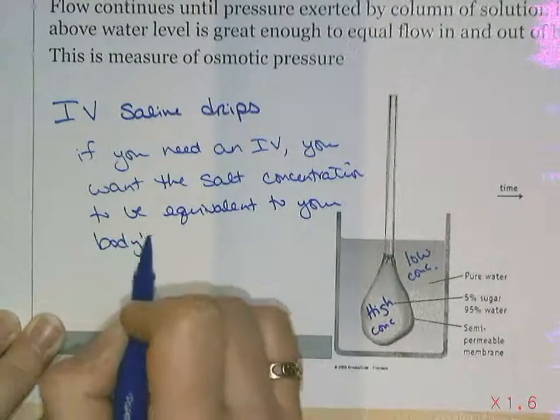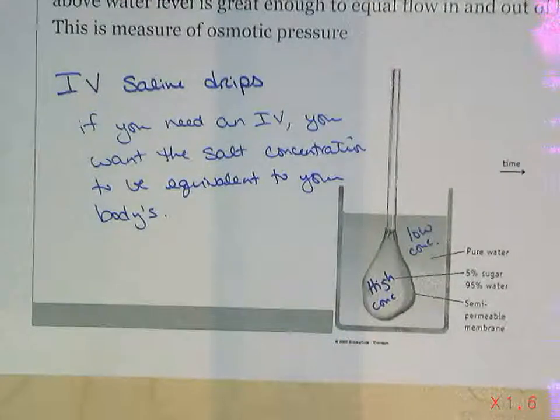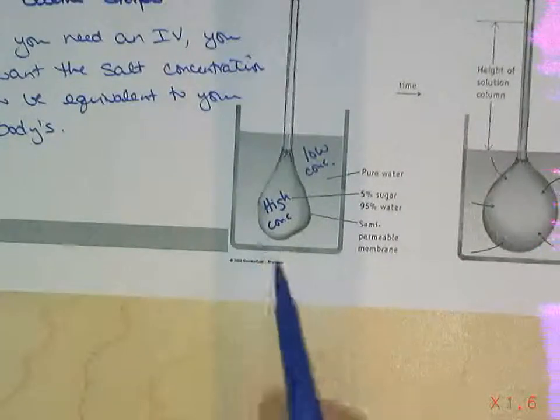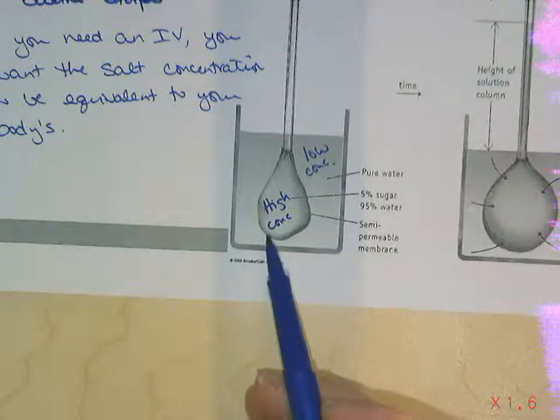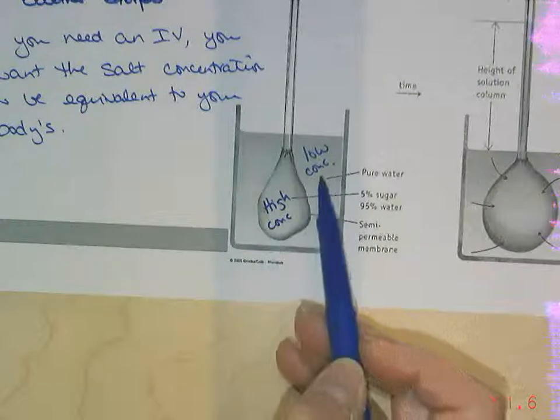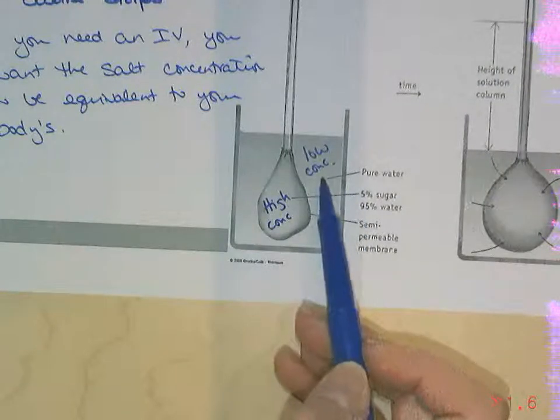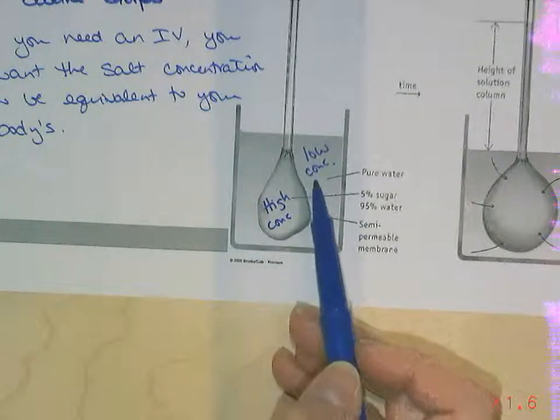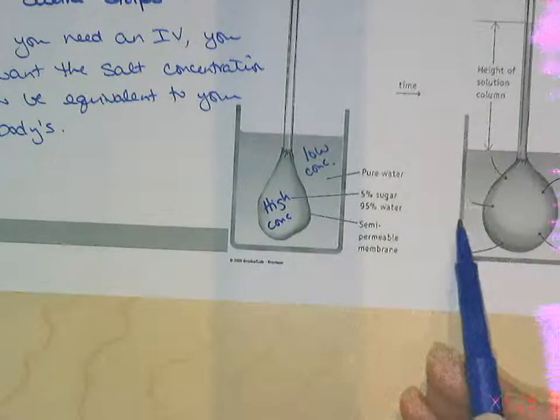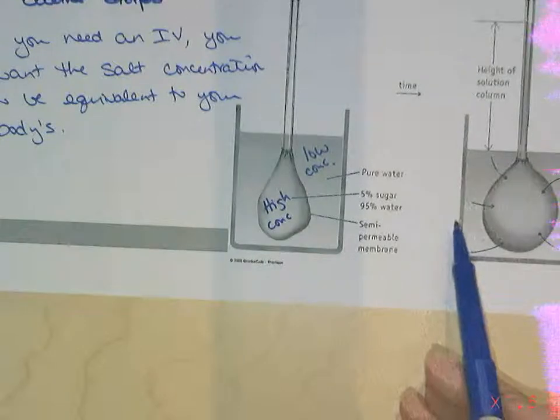Right? So if you need an IV, you're going to want the same salt concentration that they're pumping into you that your body already has. Because imagine this is your cell, and they pump in the wrong concentration of salt. They put in too low a concentration. Well, now your cells are going to super swell, possibly explode. That's not good. That's actually going to make you feel much worse than you were already feeling.